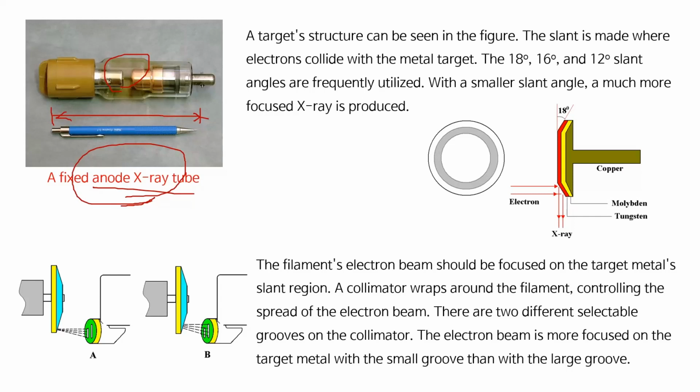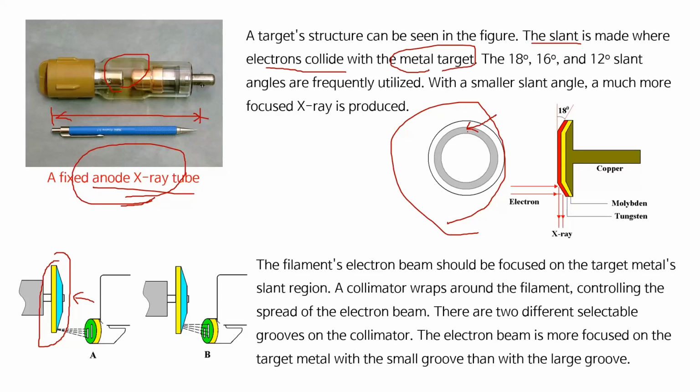The target structure can be seen in this figure. If you look here, this is the anode, and the target metal is represented as the gray region. The slant is made where electrons collide with the metal target. There is some angle here, and 18 degree, 16 degree, and 12 degree slant angles are frequently utilized. With a smaller slant angle, such as 12 degrees, a much more focused X-ray is produced. Okay.